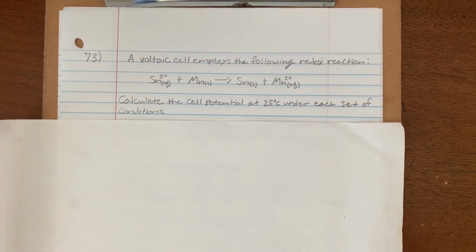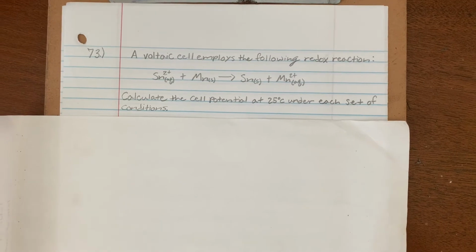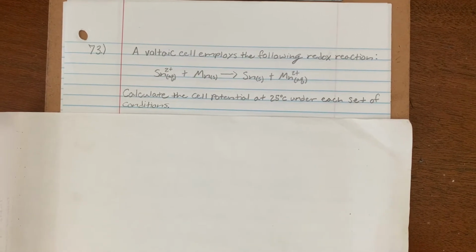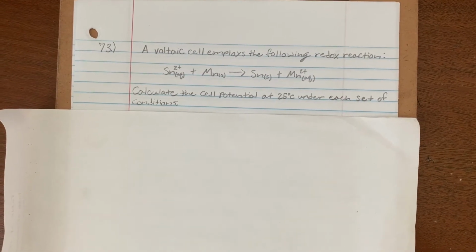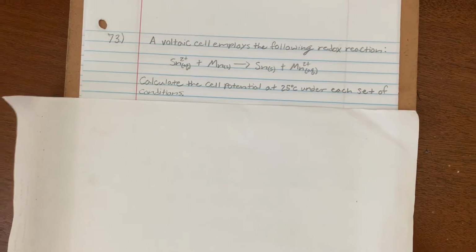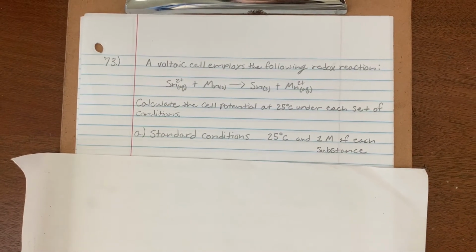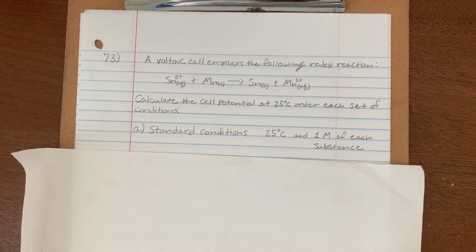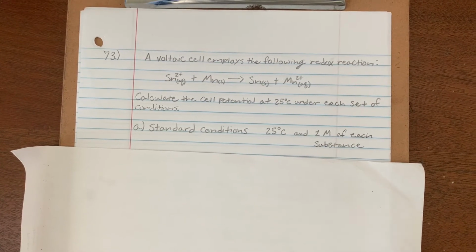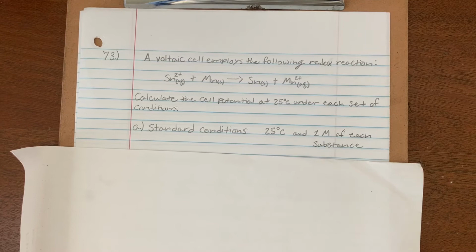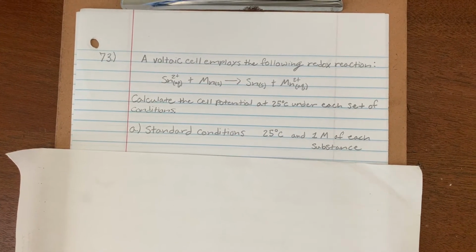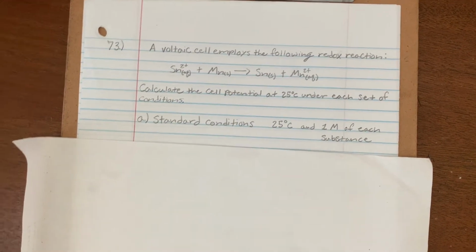Tin 2+ aqueous plus manganese solid goes to tin solid plus manganese 2+ aqueous. Calculate the cell potential at 25 degrees Celsius under each set of conditions. For A, we are at standard conditions. Standard conditions involves 25 degrees Celsius and 1 molar concentration of each of our substances.